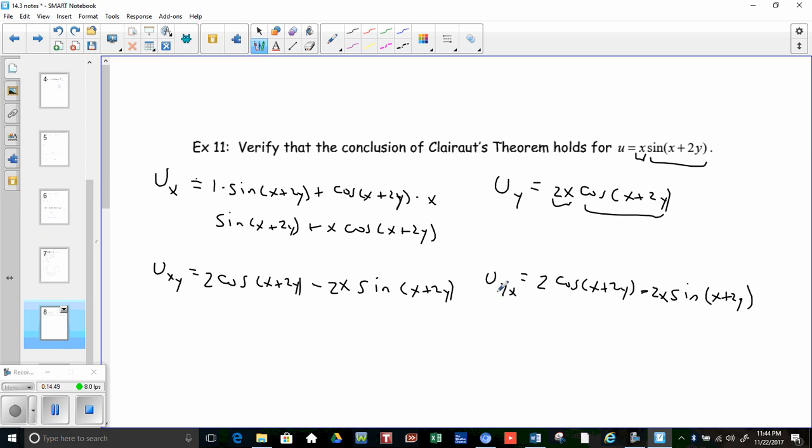And as you can see, these two things are equivalent. So Clairaut's theorem, at least for this particular case, did work. And again, it will work for all of them. It has been proven.